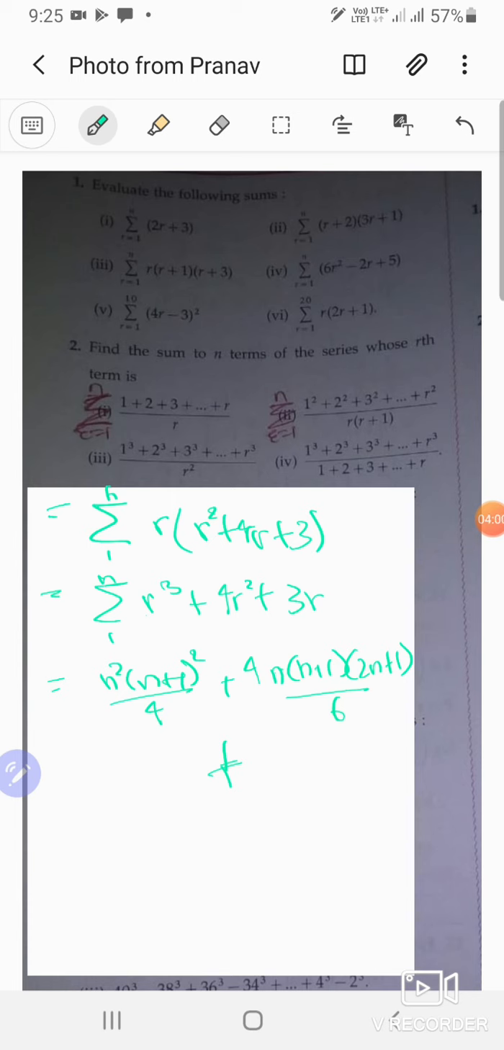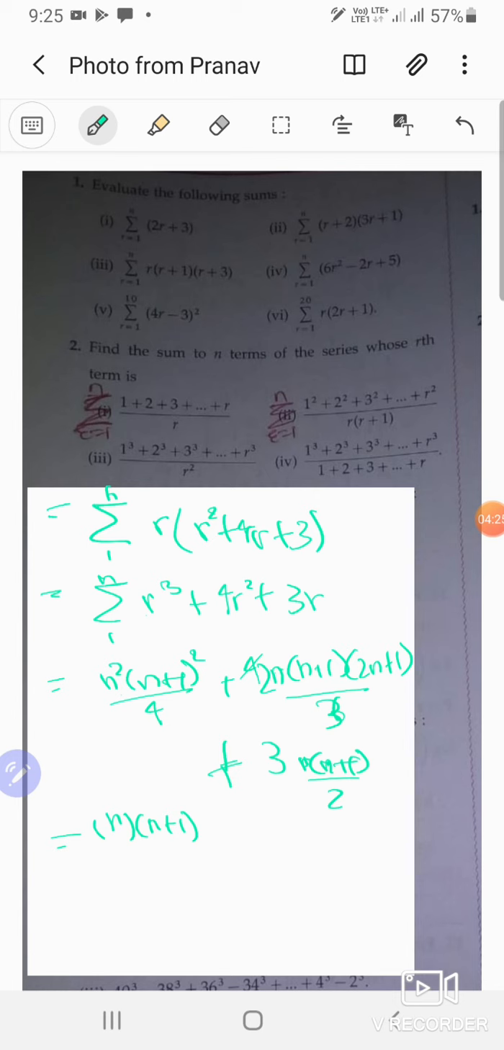Okay, and the summation of 3r, so you got 3 times the summation of r, that's supposed to be 3 into n into n plus 1 upon 2. Okay, let's take some stuff common. First of all, you got n and n plus 1, so let's take that common, n into n plus 1. And then, okay, let's see what we can do. You got 2n upon 3 over there.